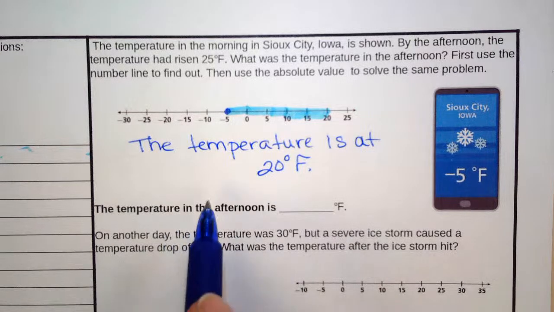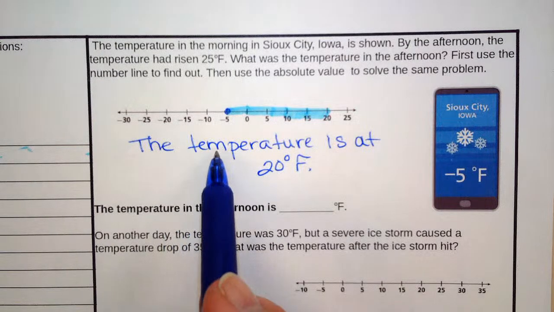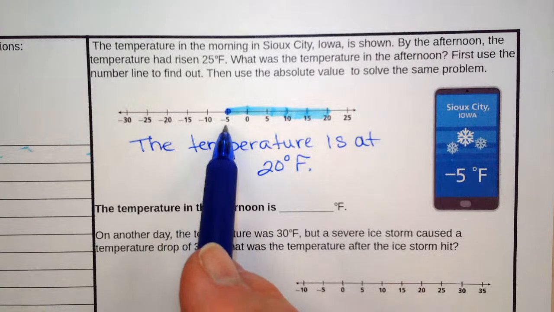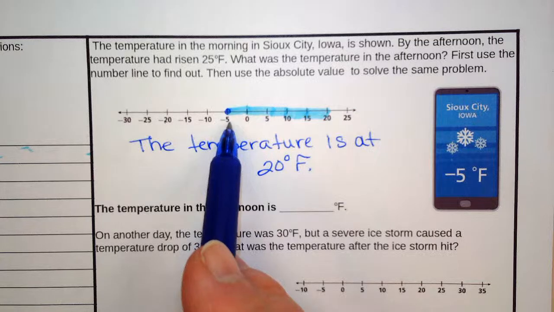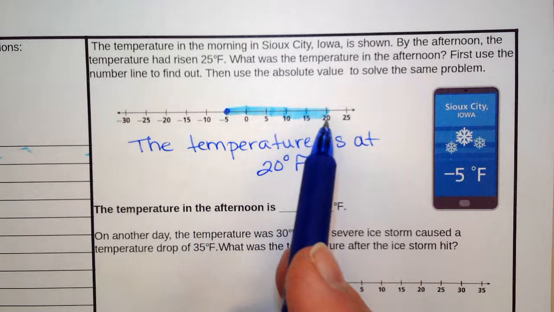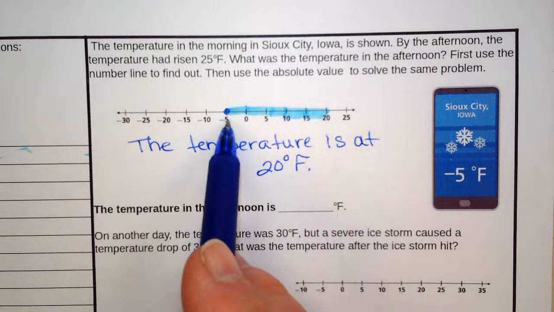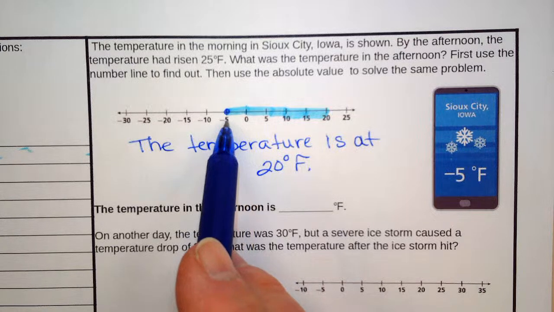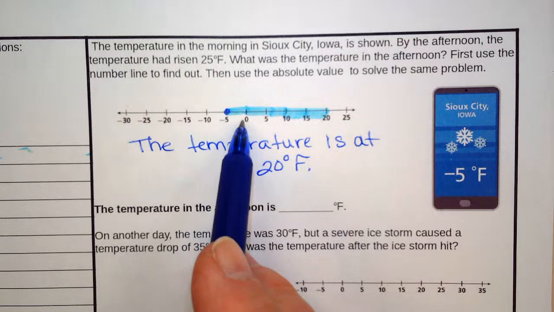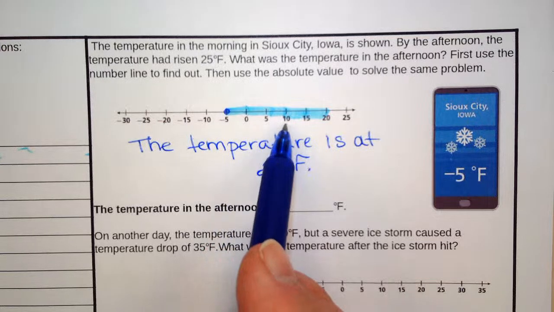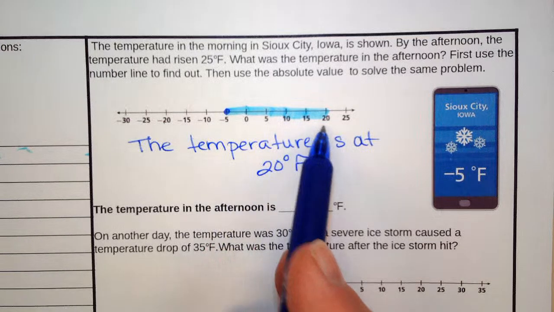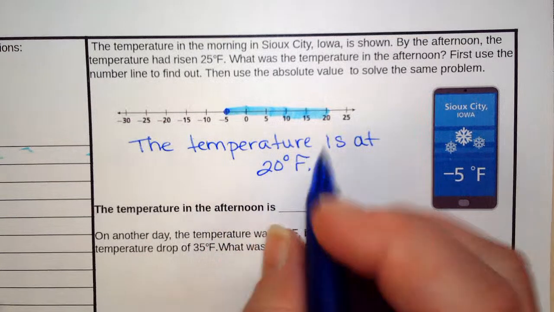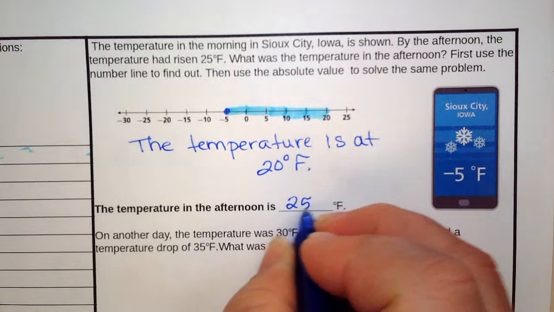Okay, so if we're looking at it, we started out down here. It's negative, but we had to go 25 units. So this is your absolute value of 5 here. It's 5 units here. Absolute value of -5 is +5. So here's 5, 10, 15, 20, 25. So it is now at 25 degrees.